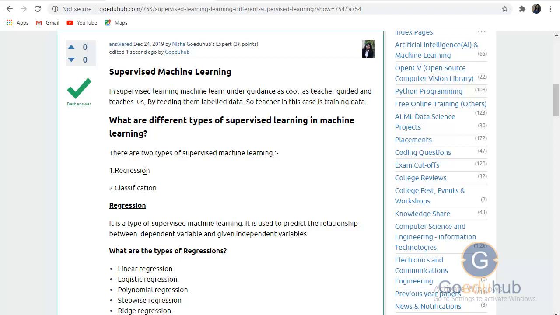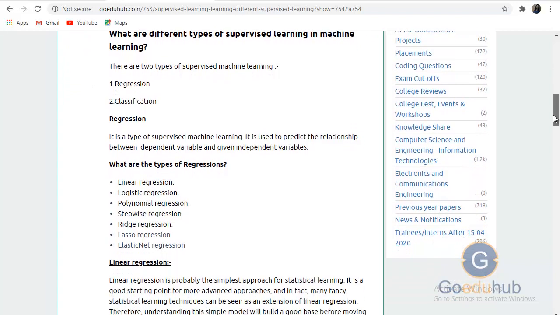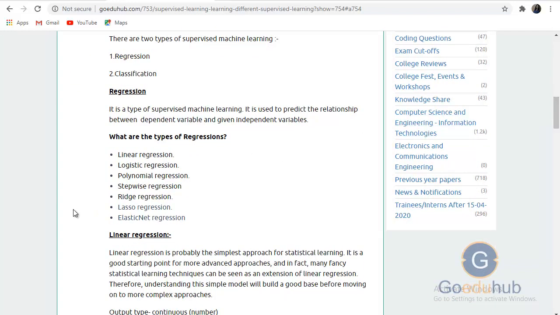Okay, now we will see what the types of regression are. There are different types of regression: we have linear regression, logistic regression, polynomial regression, stepwise regression, ridge regression, lasso regression, and elastic net regression. So we will see them one by one.